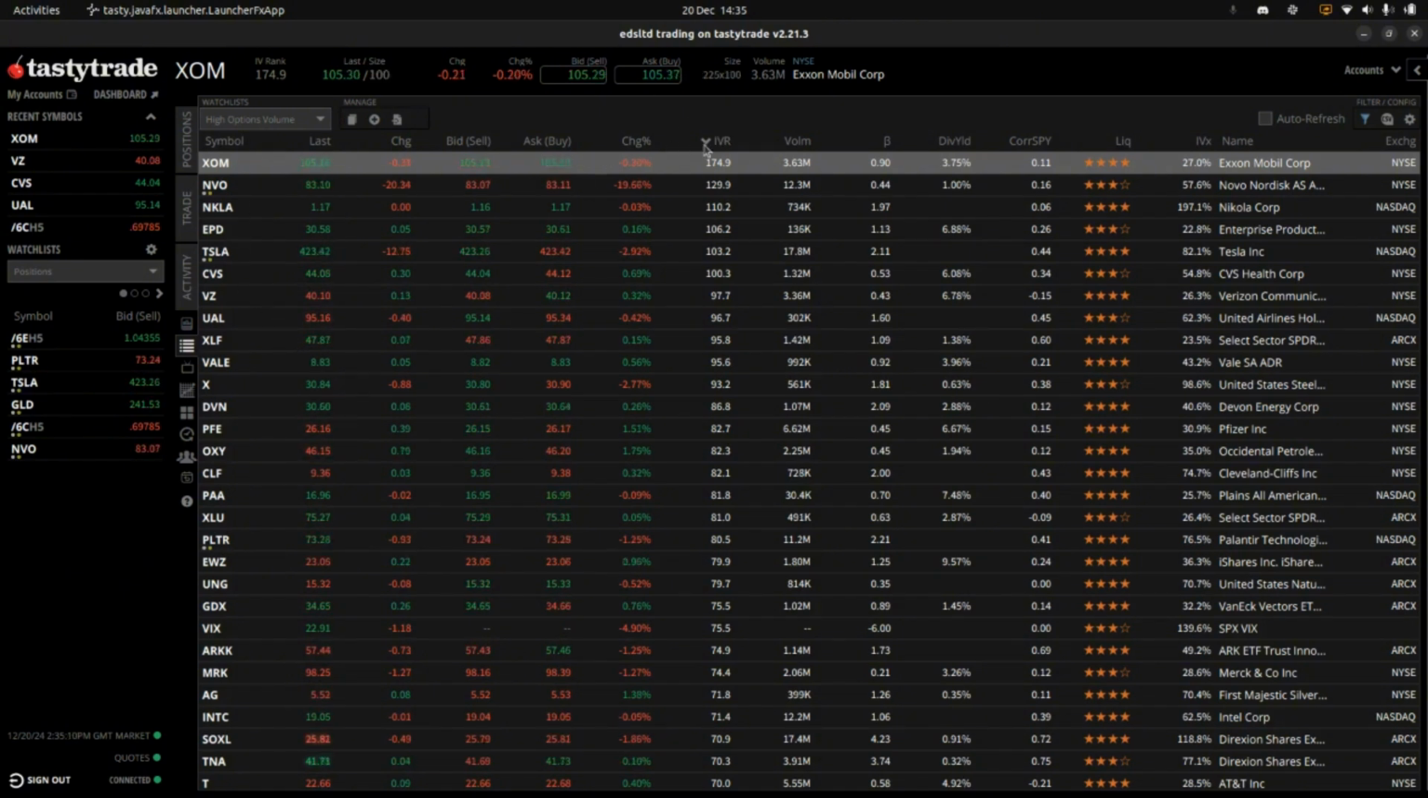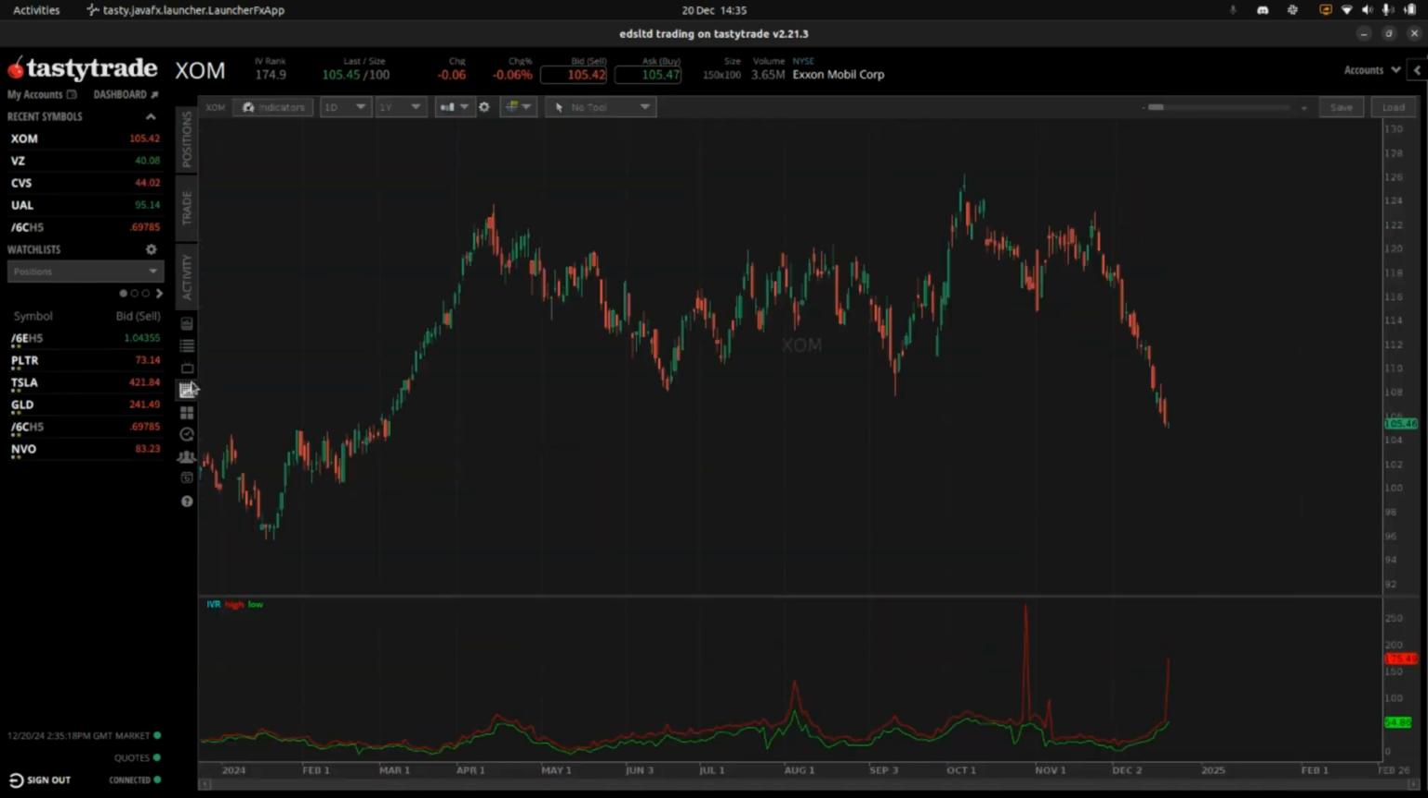We've got a beautiful IV rank of 174.9. We're definitely going to have a look at XOM and see if we can find a position in ExxonMobil. So let's just pull up the chart. We don't trade based off of the chart at all. However, if you want to, just for visual representation, by all means, there's the chart of XOM, but it makes no difference to us.